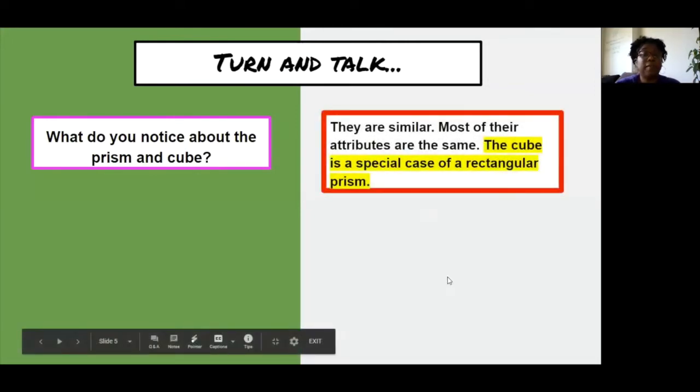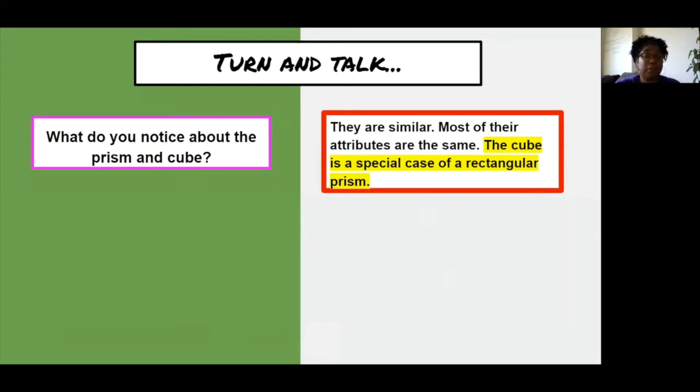Yeah, they are similar. Most of their attributes are the same. Just remember, the cube is a special case of a rectangular prism. Okay, I'll say that again. The cube is a special case of a rectangular prism, because many of their attributes are the same.